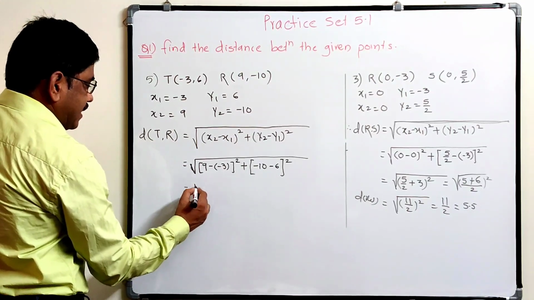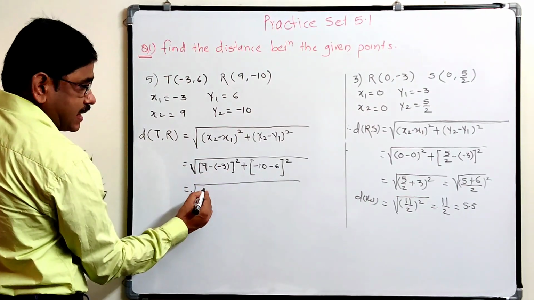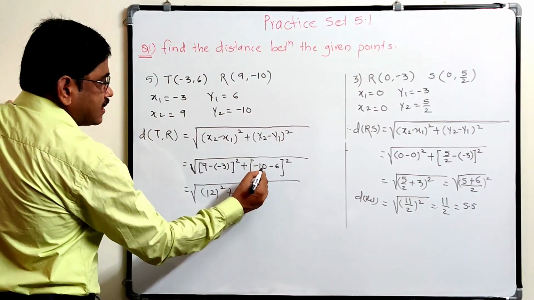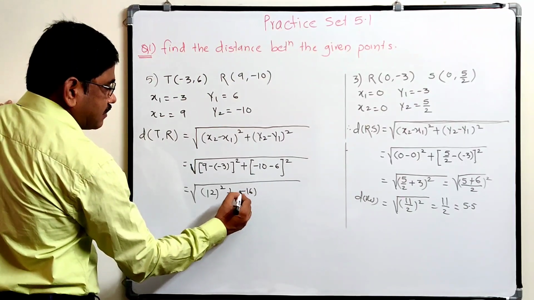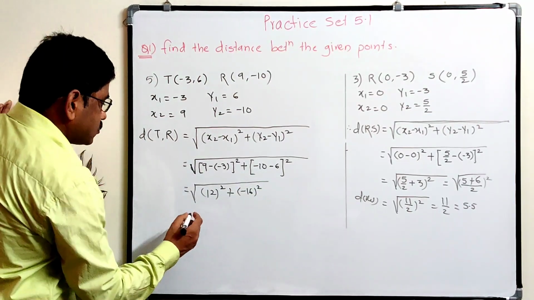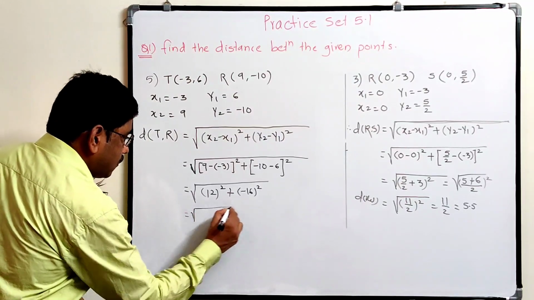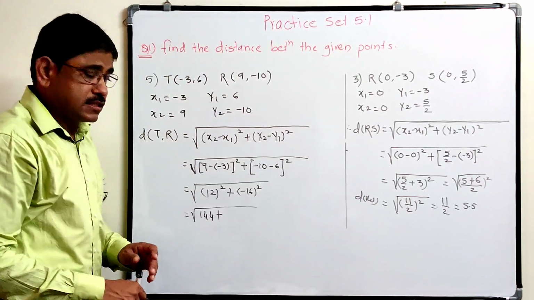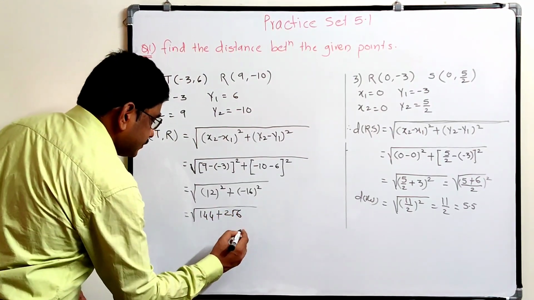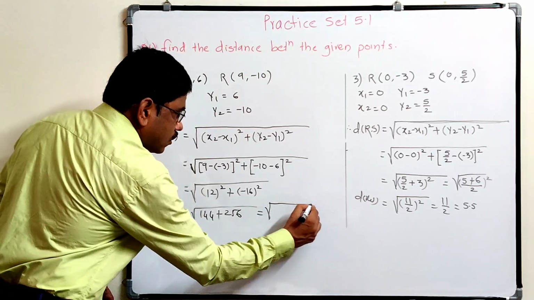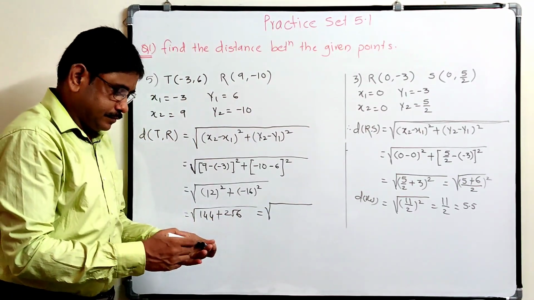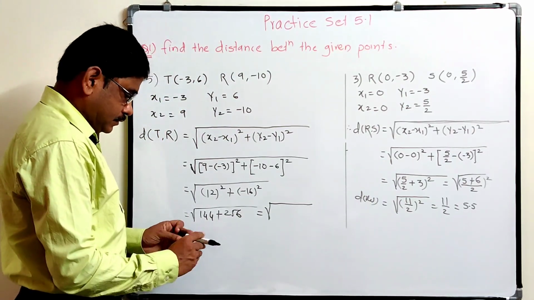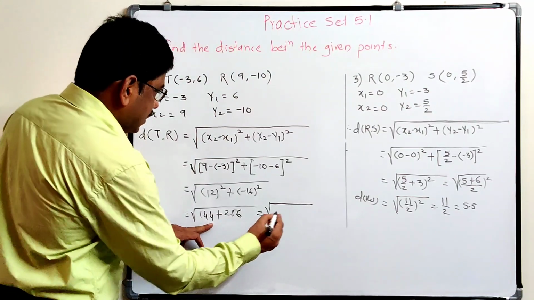So here we get 9 minus becomes plus 3. 9 plus 3 is 12 square and plus here minus 10 minus 6 is minus 16 bracket square. So here we get root of 144 and plus, what is the 16 square? 256. Now this sum is square root of 400.